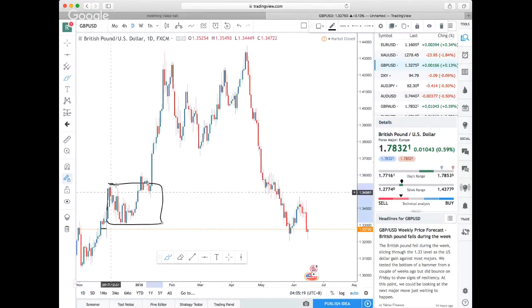Once price gets out of the accumulation phase, where is the higher high? You can say this is a higher high, but look at the momentum. It's still very strong here, so it's not really good to take a buy. You'll still be stopped out here, so you wait for a weak sell momentum.